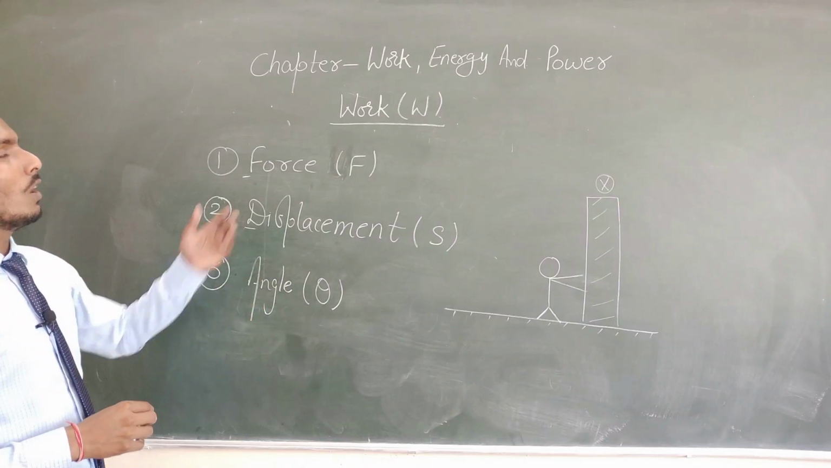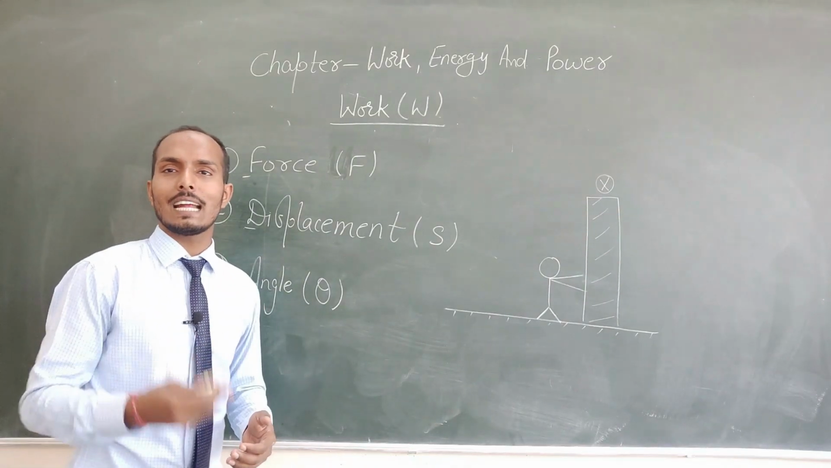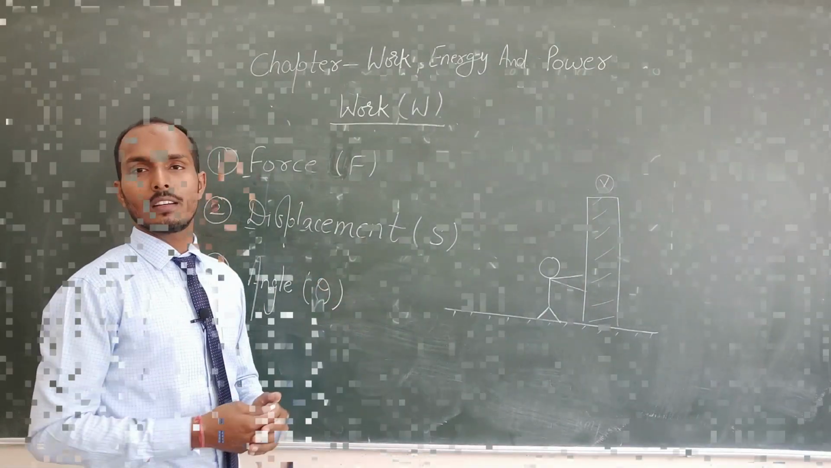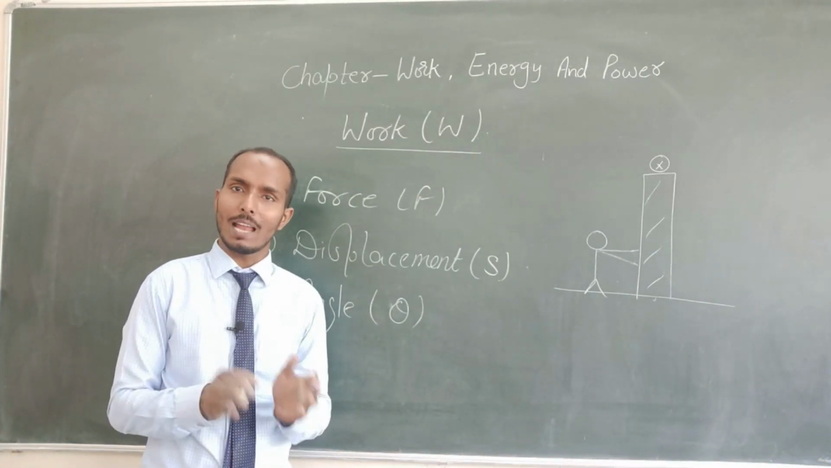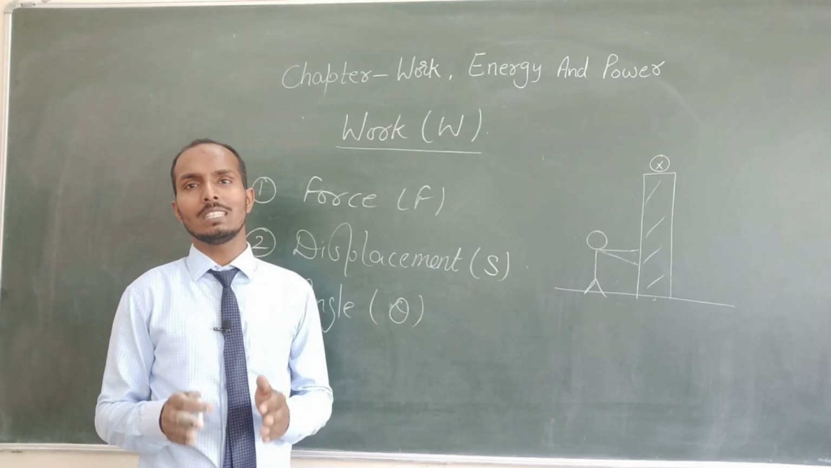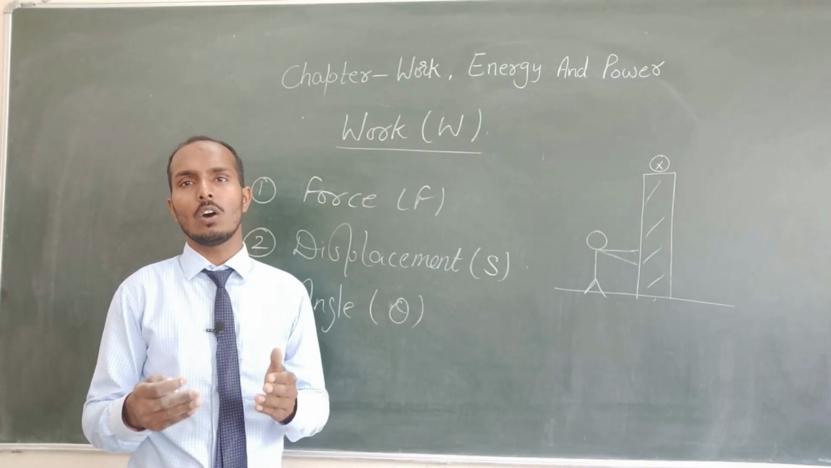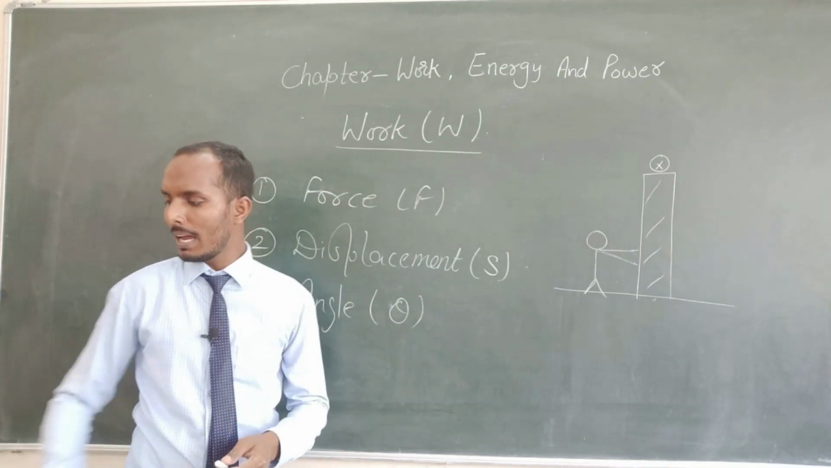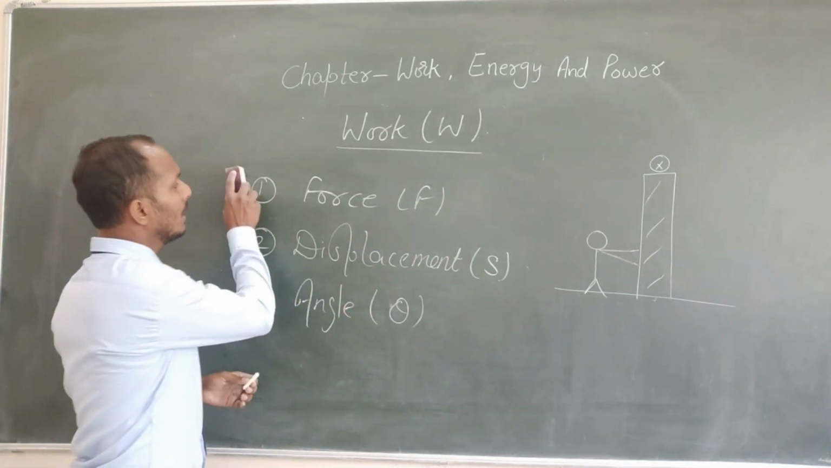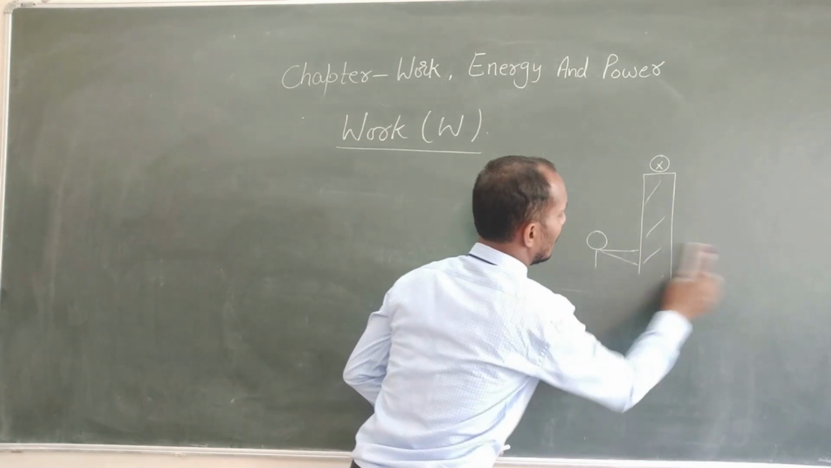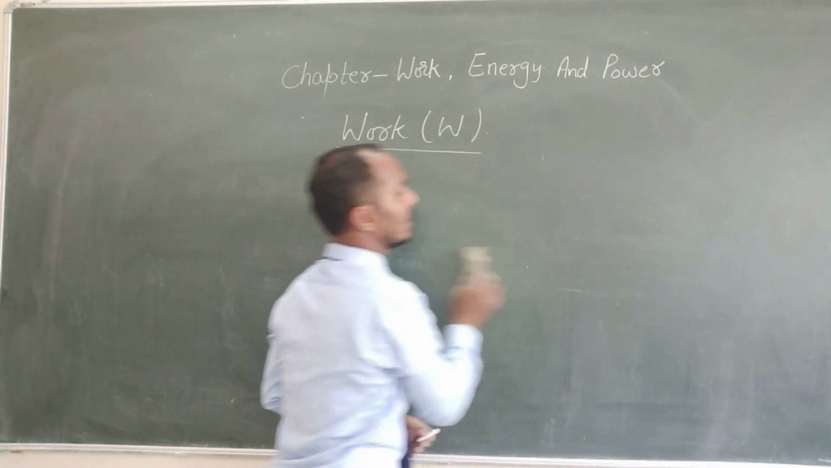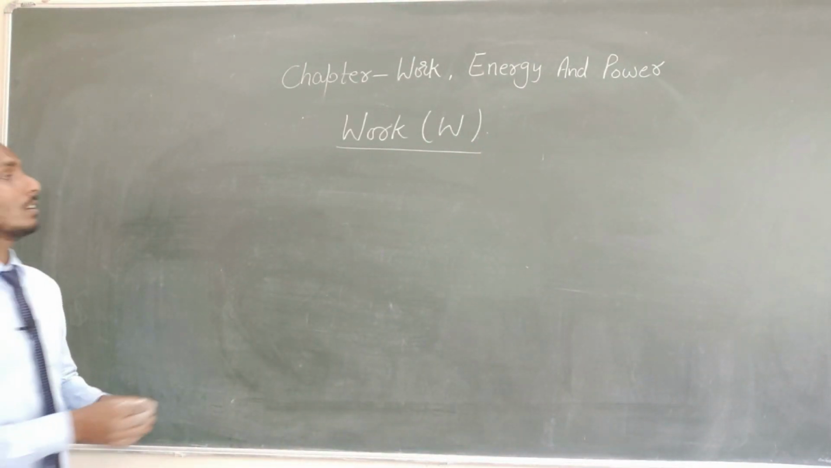Okay, so what is the exact definition of work? Work is said to be done when a force is applied on a body and the body is displaced in the direction of force applied, then work is said to be done. So write down the definition of work.